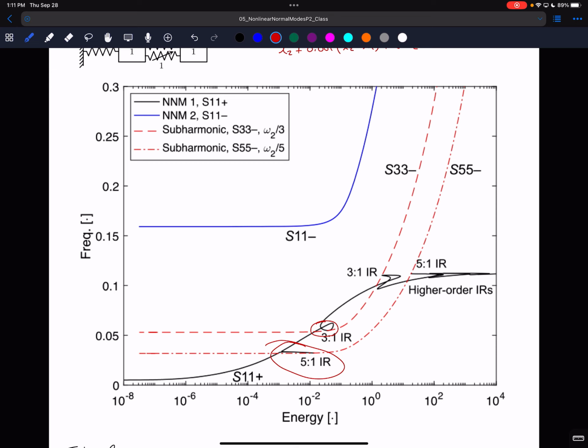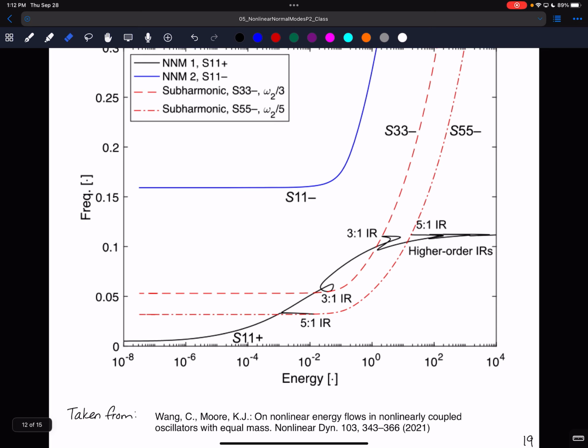And then later on at higher energy, you get another 3-to-1 internal resonance, and then you also get a second 5-to-1 internal resonance. And that's because in this case, at low energies, the first NNM is increasing its frequency while the second NNM is relatively flat. And then later, at higher energies, the second NNM increases dramatically, then giving rise to these additional internal resonances. And it goes up further, and again, there are also 2-to-1s and 4-to-1s that were not computed here. Okay, and the reference for this is down there.